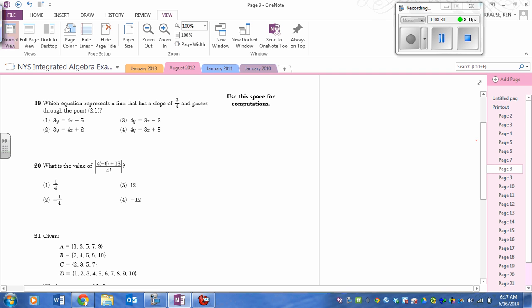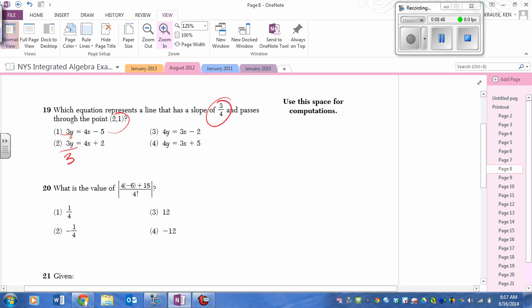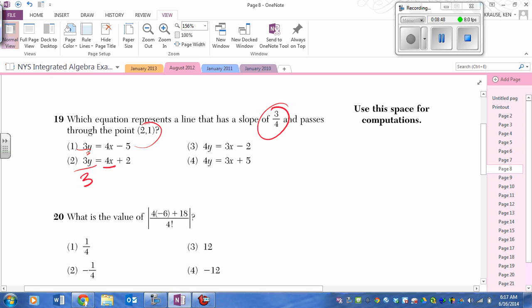All right, 19. Which equation represents a line of slope 3/4 and passes through this point? Notice none of these have y by itself. If I get y by itself here, or here, this is going to give me a slope of 4/3. And this one will also give me 4/3. So these don't make any sense. So it has to be one of these two. And so this slope really is just going to narrow it down to these two.